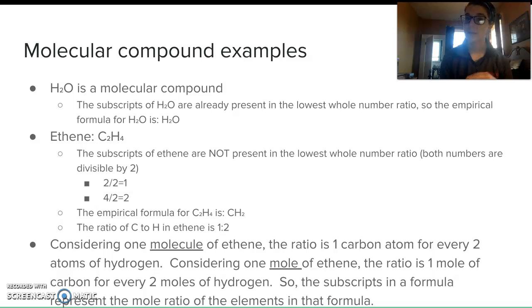So that means that if we are considering one molecule of ethene, the ratio is 1 carbon atom to every 2 hydrogen atoms. If we're considering 1 mole of ethene, the ratio is 1 mole of carbon atoms for every 2 moles of hydrogen atoms, or 2 moles of hydrogen. So the subscripts of a formula represent the mole ratios of elements in that formula, as well as the atomic ratio.